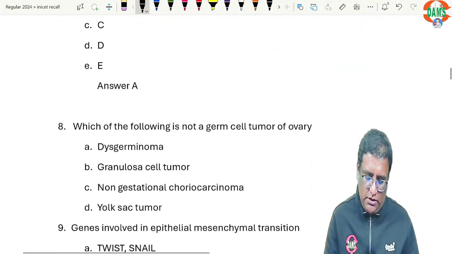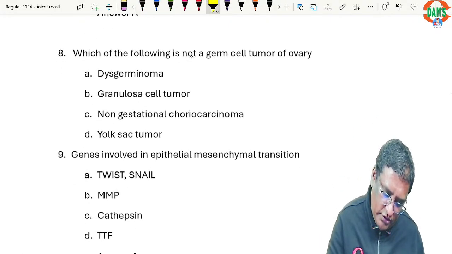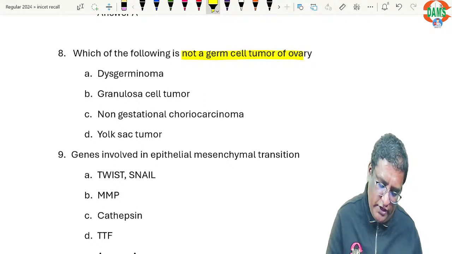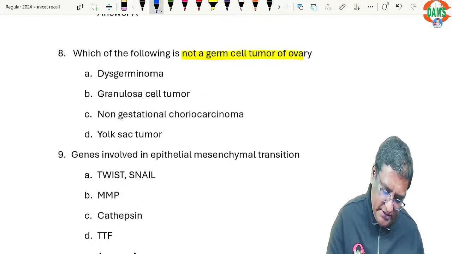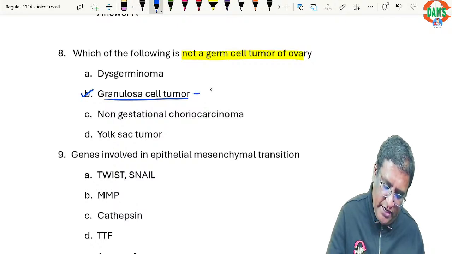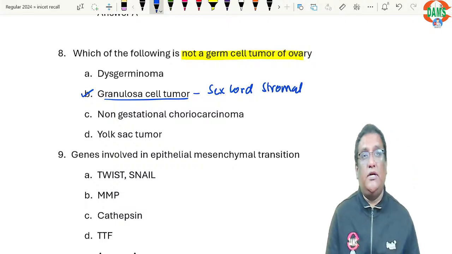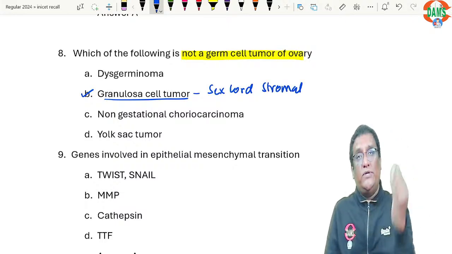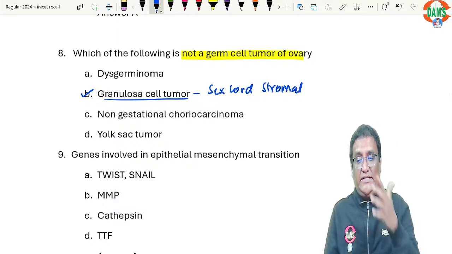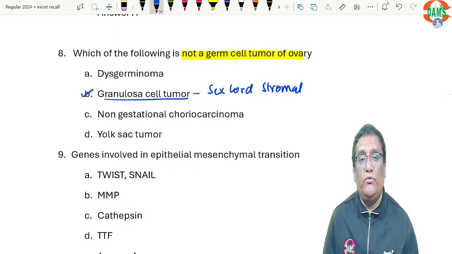Next, which of the following is not a germ cell tumor of ovary? One liner question. Dysgerminoma, yes, it is a germ cell tumor. Granulosa cell tumor, that is the correct answer. Granulosa cell tumor is a sex cord stromal tumor of ovary. We discussed this about the classification of the ovarian tumors. I told you it is very, very important. Examiner will give these questions in exam. And granulosa cell tumor marker will be inhibin, right? Yes.